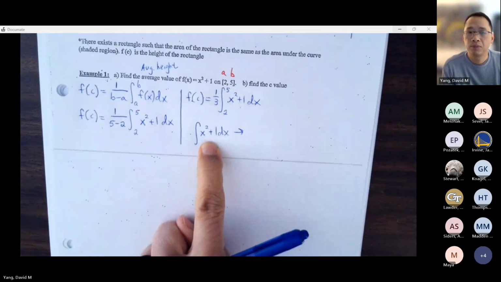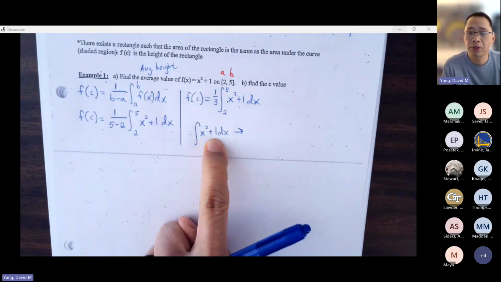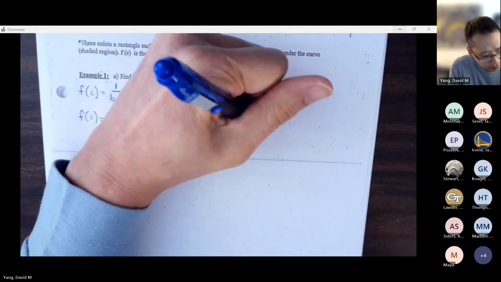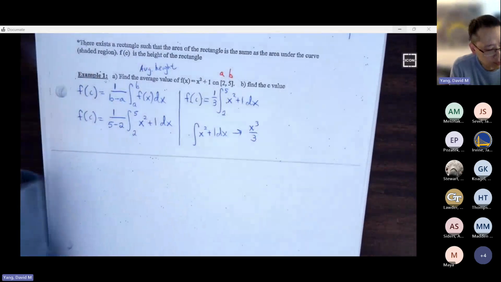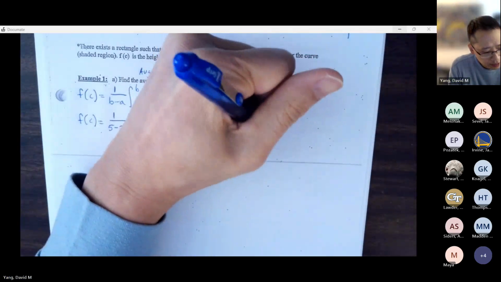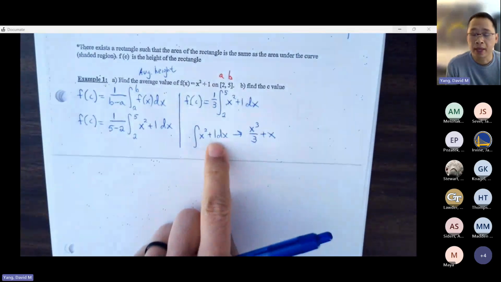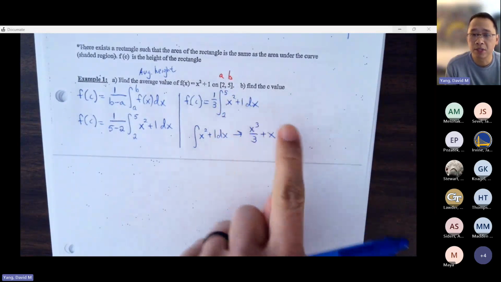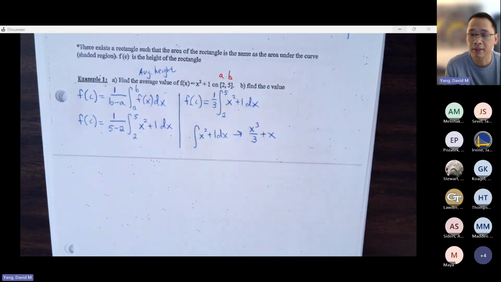Okay. Both terms are ready for power rule. We'll go through power rule. Add 1 to the exponent divided by the new exponent. The 1 becomes an x. Again, there's no plus c if we're dealing with definite integrals. The plus c will just end up washing out or canceling out.